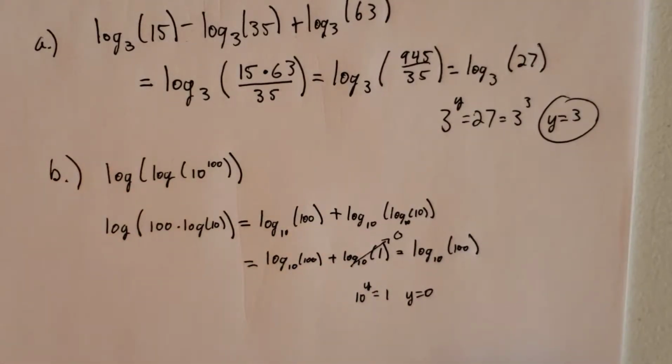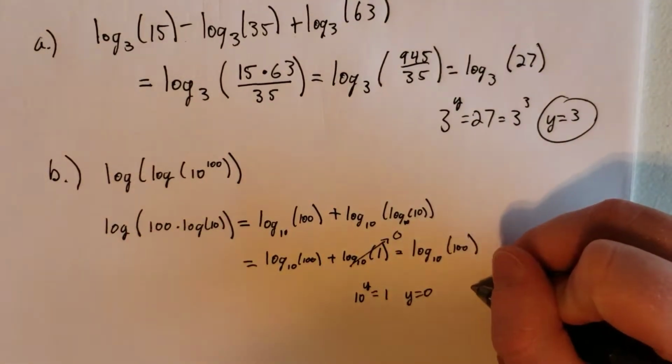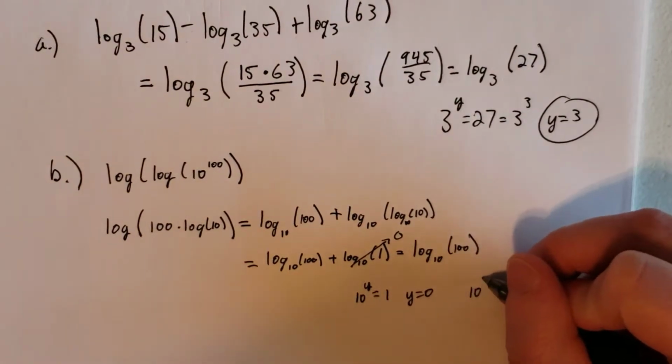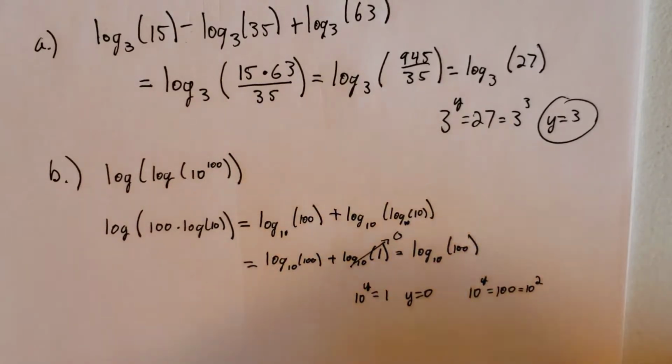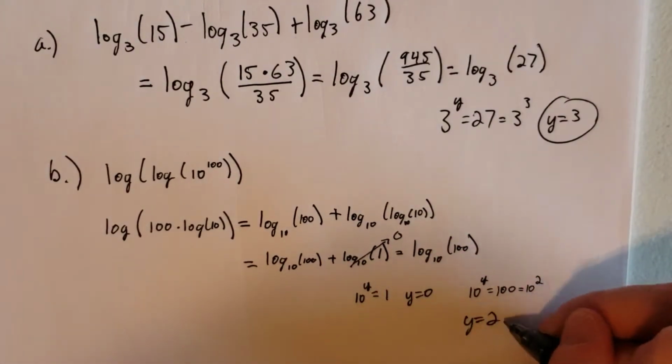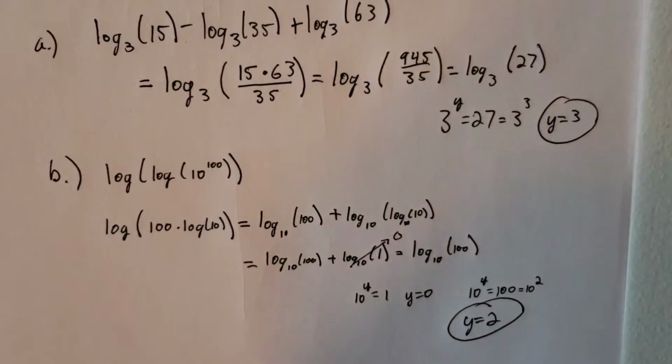So, what is log base 10 of 100? Well, again, we do that same trick we've been doing, which is to write this as 10 raised to the y is equal to 100. Well, what is 100? That is 10 squared, so y is 2. And that is our final solution.